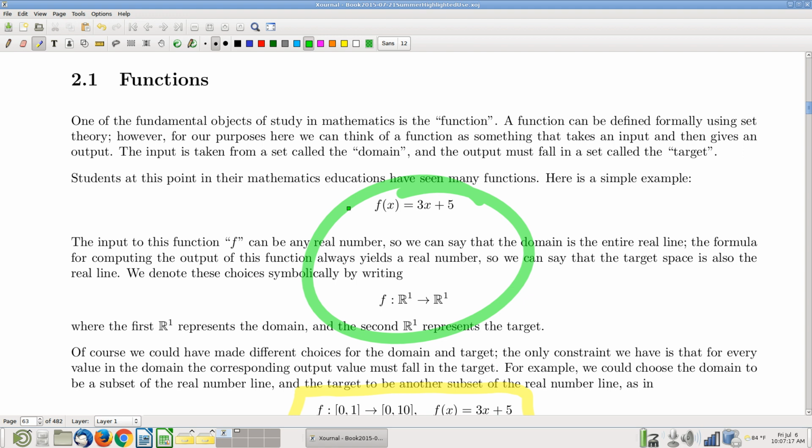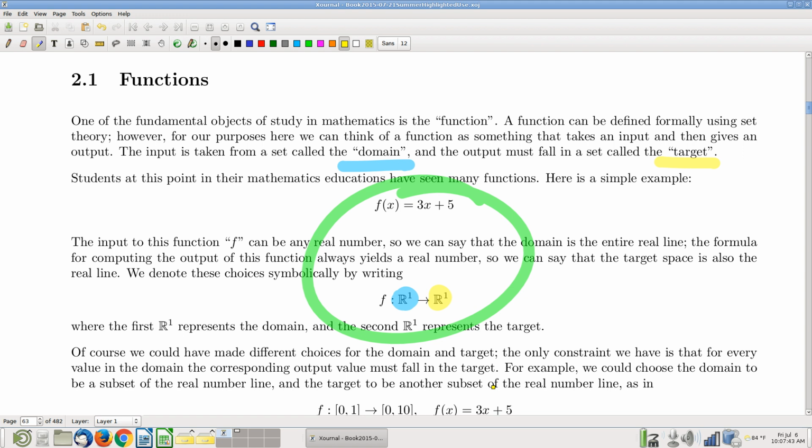So here's how those show up here. The domain here is R1. This says I'm defining a function on R1, for any value in R1. For any real number, I'm going to be able to plug into this function. Okay, the target here, R1.